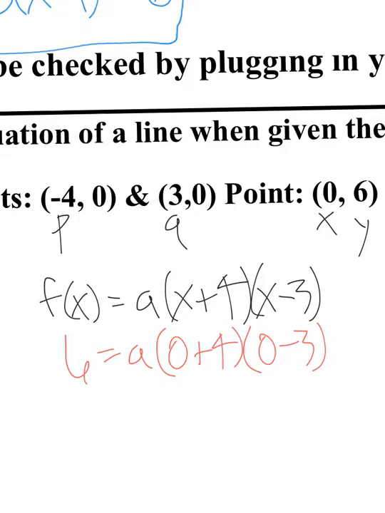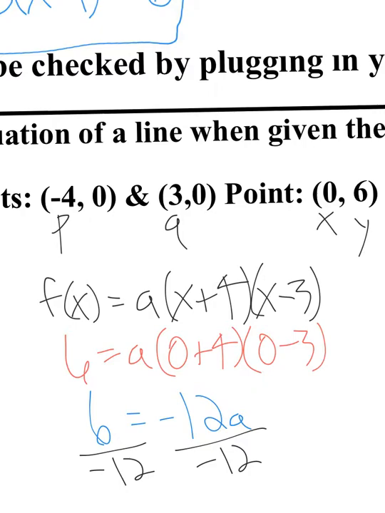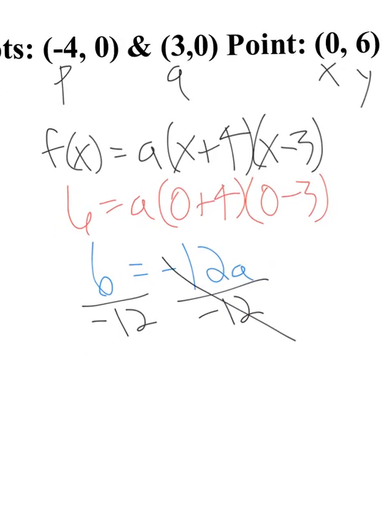Anyway, let's simplify all this. What's 0 plus 4? 4. What's 0 minus 3? Negative 3. What's 4 times negative 3? Negative 12. So you have 6 equals negative 12a. So all I need to do is just divide. Dividing both sides by negative 12 gives me 6 over negative 12, which cuts down to negative 1/2. So a equals negative 1 over 2.